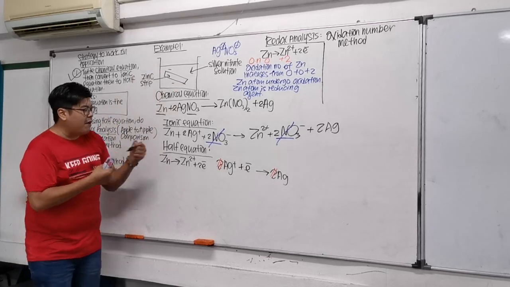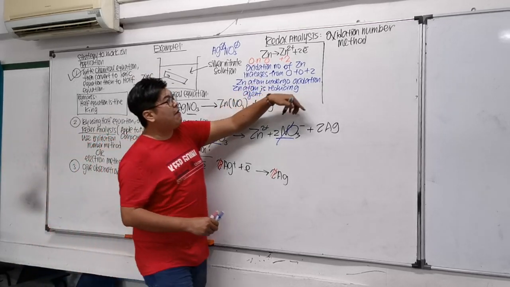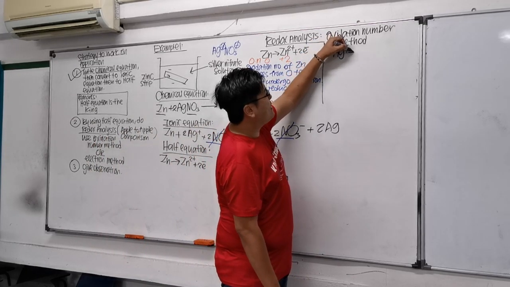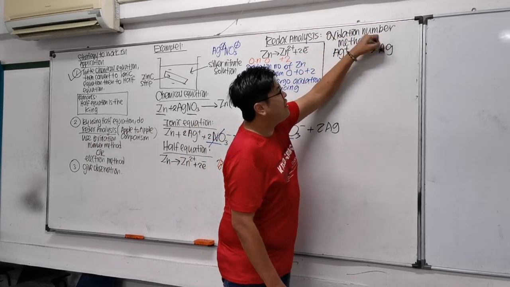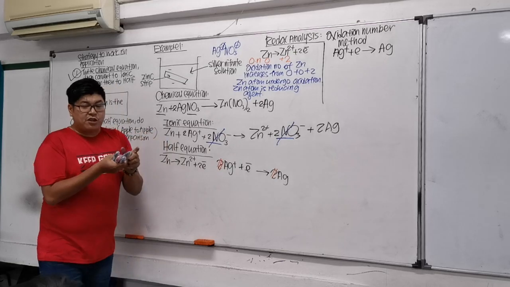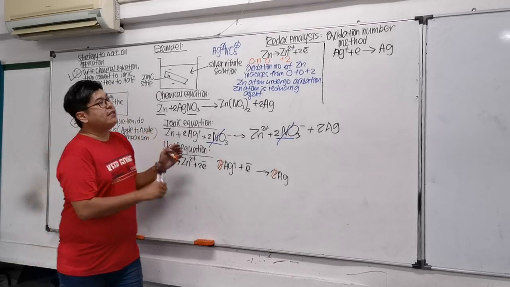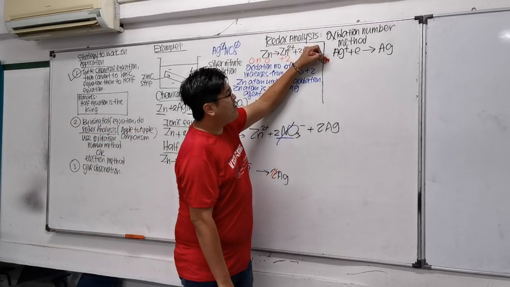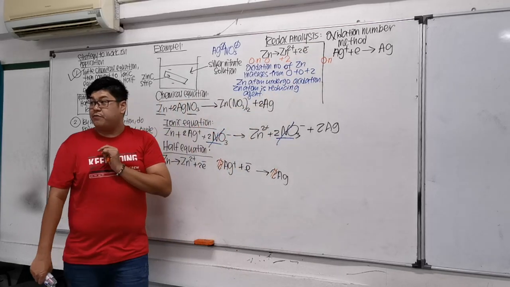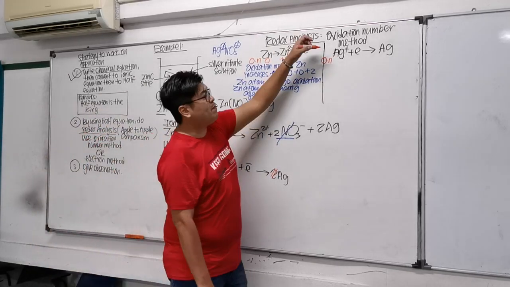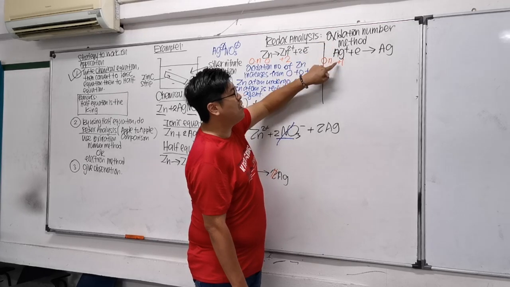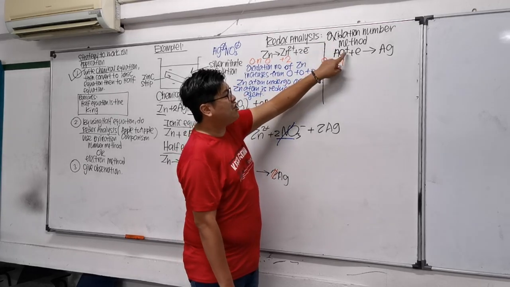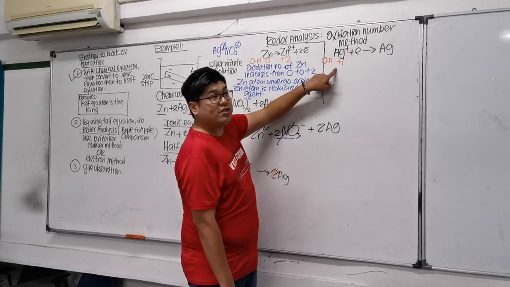Let's refer to the second half equation, this one. Ag+ plus e- becomes Ag. Same thing. Can we still use oxidation number on it? Yes. Let's list out the oxidation numbers. Oxidation number for Ag+ is how many, guys? Plus 1. You must mention the plus. Ag+, the charge is plus 1. So you copy back for the oxidation number.